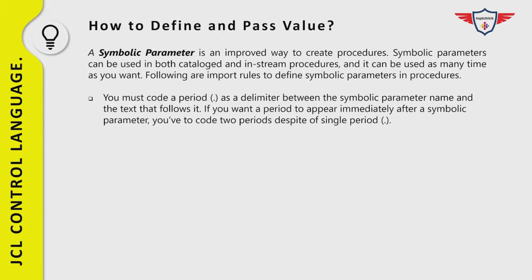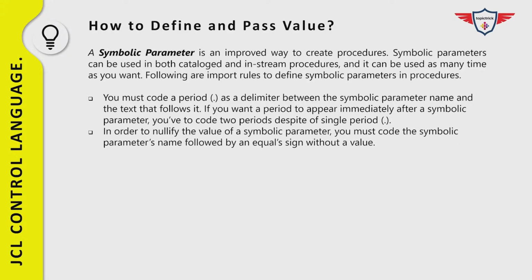To code a symbolic parameter in a procedure, you use a name that starts with an ampersand. The name can be any meaningful name you want, as long as it's not a keyword parameter on the EXEC statement. For example, &TIME or &REGION would not be valid names because both are keyword parameters on an EXEC statement. But &CLASS and &SPACE are acceptable names.